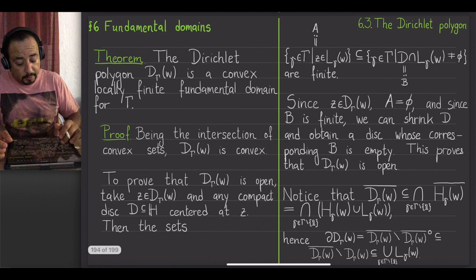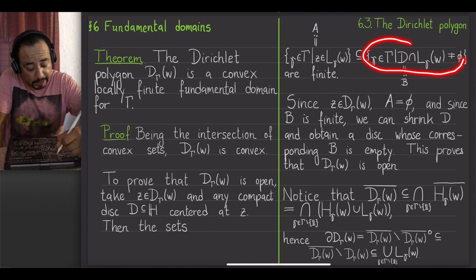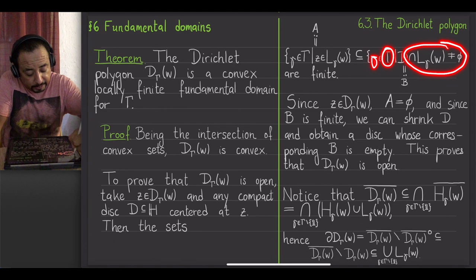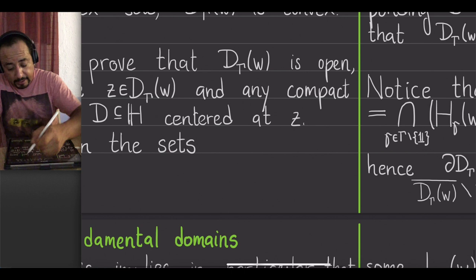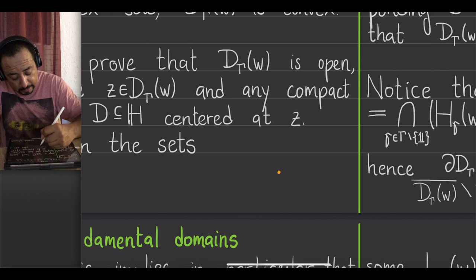Okay, so this is actually empty. Good. And then you see this is finite, right? So only finitely many elements of gamma have this property. So somehow the picture to have in mind is that here is Z, here is my compact disk, and it intersects some of the bisectors, maybe, right? I don't know. Somehow, let's say.